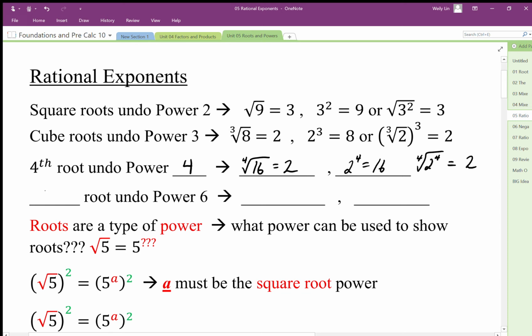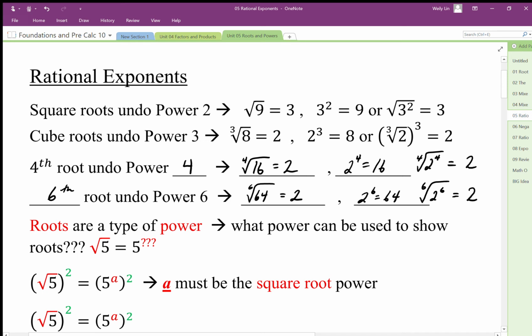And in general, an nth root undoes powers of n. A sixth root undoes powers of 6. So if we have 2 to the power 6, that's equal to 64. I'll write it this way. So we know that the sixth root of 64 is equal to 2. You can check that on a calculator if you want. And then we can undo this power of 6. 2 to the power 6 equals 64. We know that the sixth root of a sixth power will undo each other.